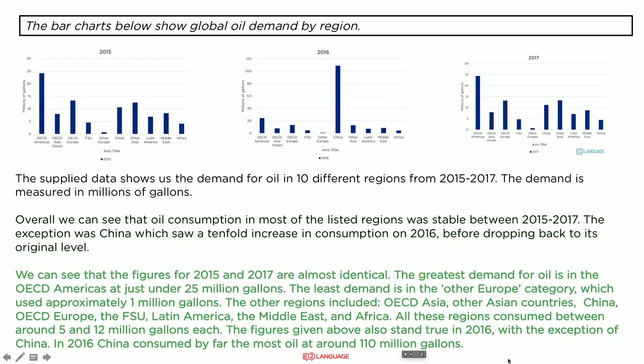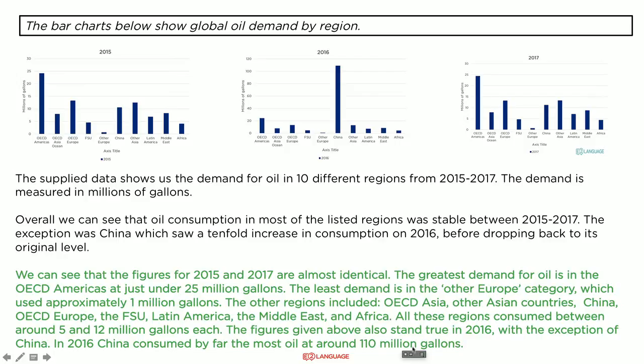Now let's look at this third paragraph. We can see that the figures for 2015 and 2017 are almost identical. The greatest demand for oil is in the OECD Americas at just under 25 million gallons. The least demand is in the other Europe category, which used approximately 1 million gallons. The other regions included OECD Asia, other Asian countries, China, OECD Europe, the FSU, Latin America, the Middle East, and Africa. All these regions consume between 5 and 12 million gallons each.